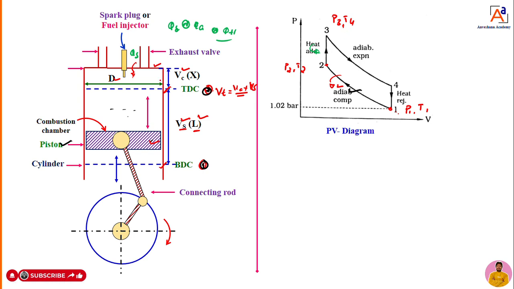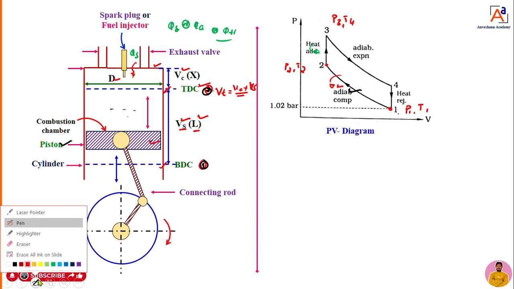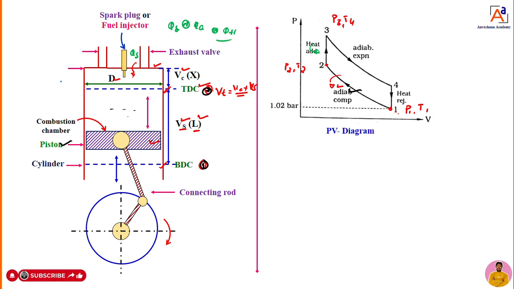Once it happens, the sudden explosive force acts on the surface of the piston, and the piston will start to move from TDC to BDC. Here you can mark a point. Now 3 and 4. Again it will start from here; 3 and 4 you can make.